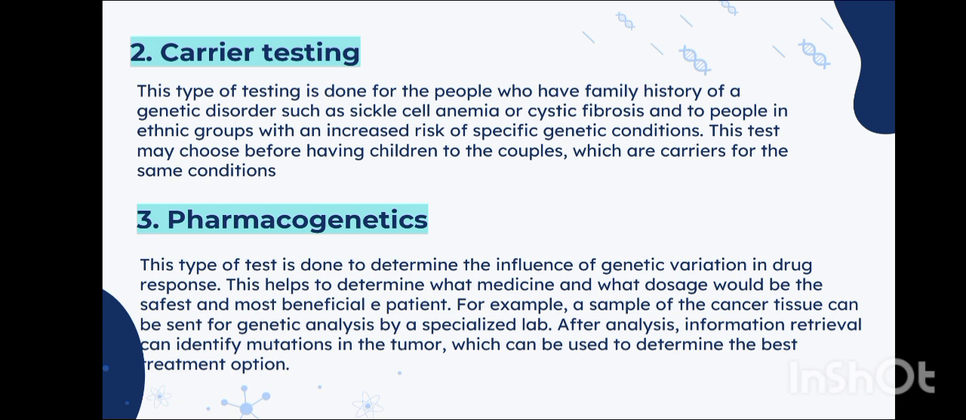An example: a sample of cancer tissue can be tested for genetic analysis by a specialized lab. After analysis, the information can identify mutations in the tumor, which can be used to determine the best treatment option. So by identifying what type of cancer, we can provide the proper treatment.